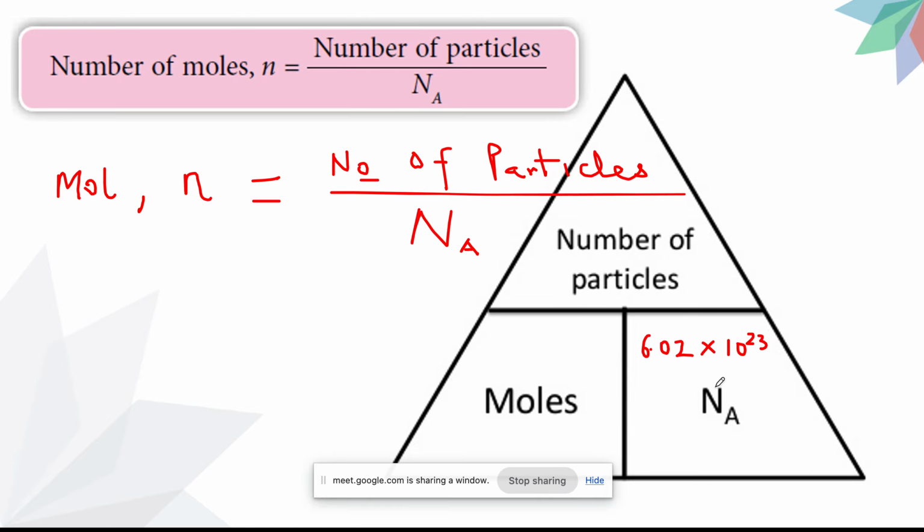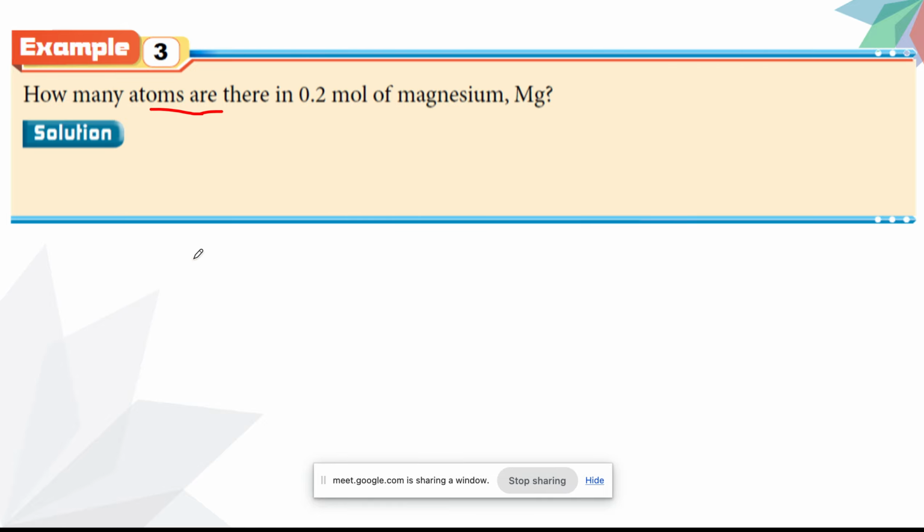And we say number of particles, look at it. We say number of particles is mole times Avogadro's constant. So number of particles, let's use P for particle. Number of particles is equal to mole, which is 0.2, times Avogadro's constant. Formula: number of particles equals mole times Avogadro's constant.